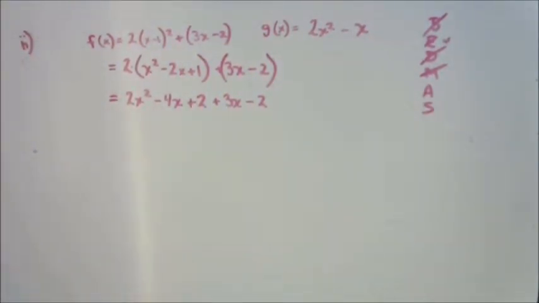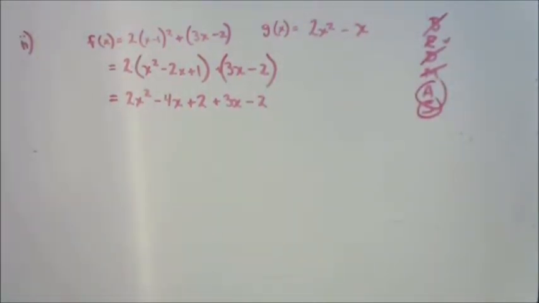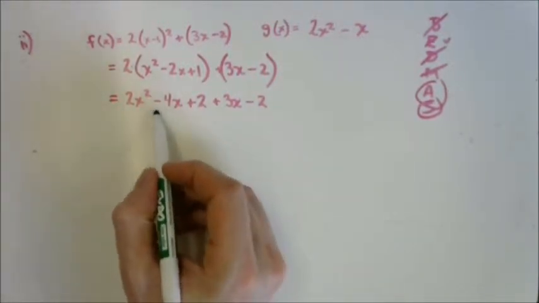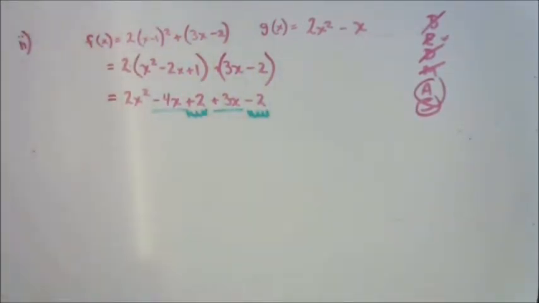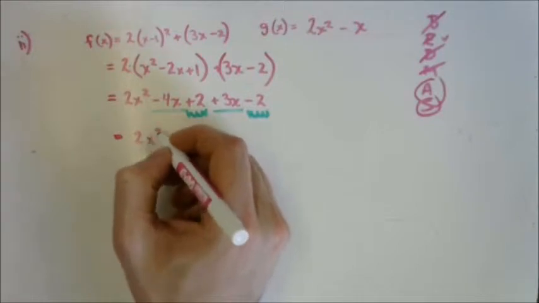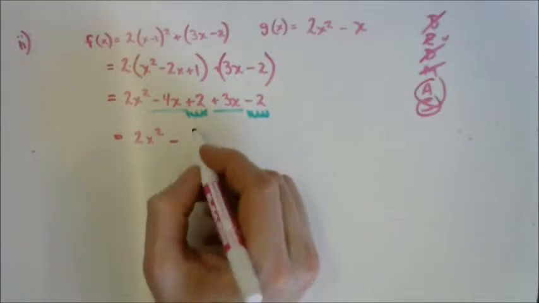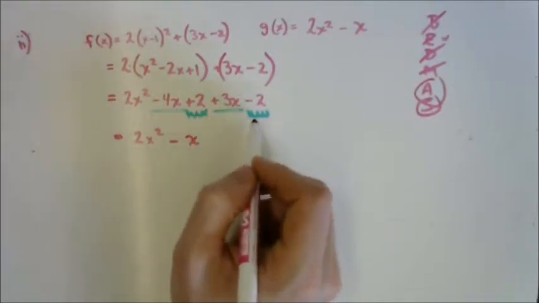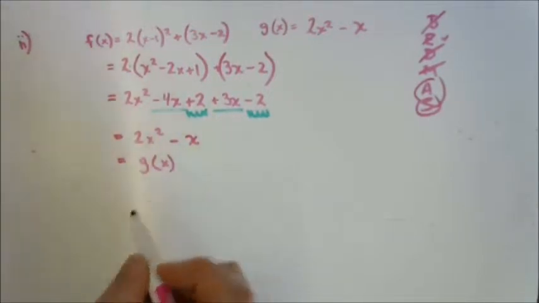What's next? Can we add and subtract? We have like terms. If I'm ever doing like terms, I like to underline them. There's a squiggly line under my constants, a straight line under my terms involving x. I only have one term using x squared, so we've got 2x squared, and I've got minus 4x's and plus 3x's. So that's minus an x. My constants cancel out. What do you notice? That equals g of x.